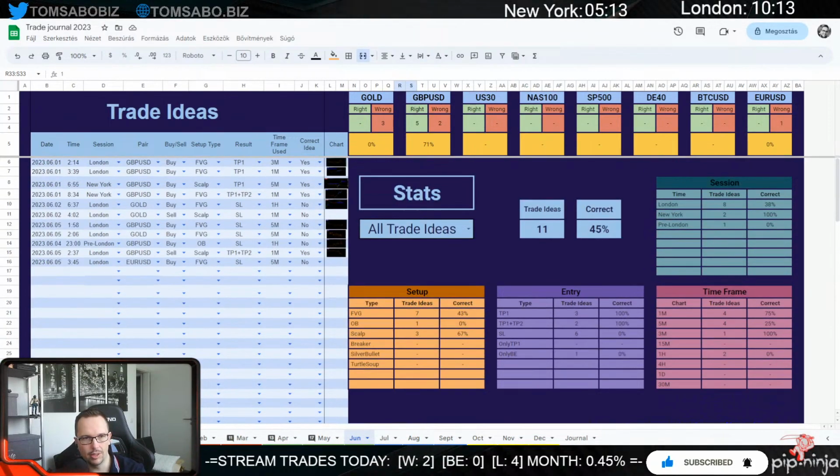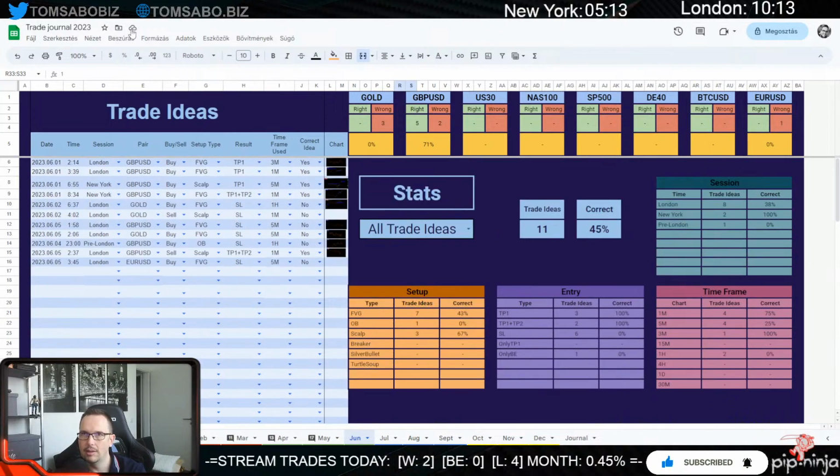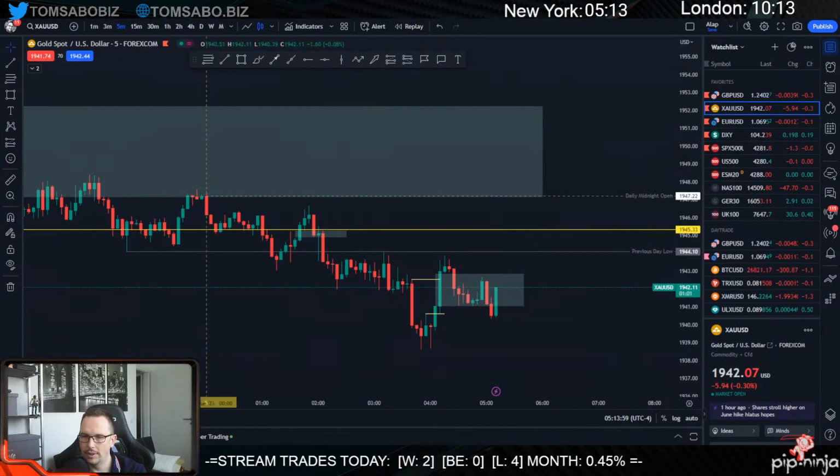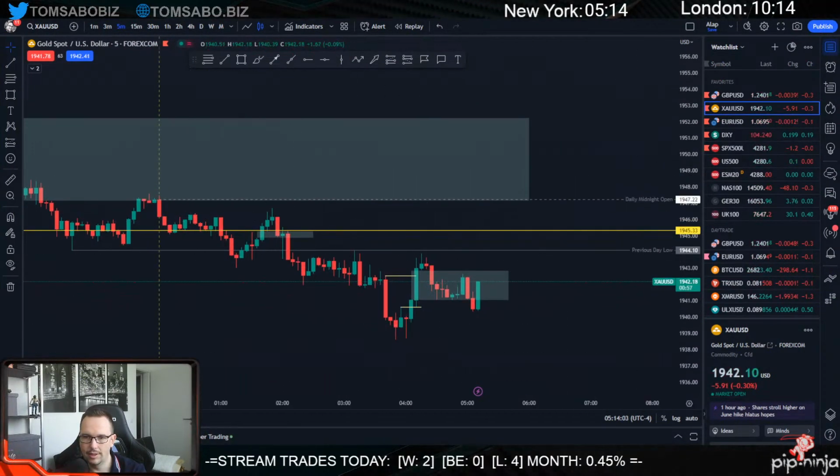So far, as you can see, this month is 0.45%, and it's because I'm taking partials as well. Today I had 4 losses, 2 winners. That's it. It's high frequency on this account. But let's go back to gold and let's pray. Let's pray for gold.